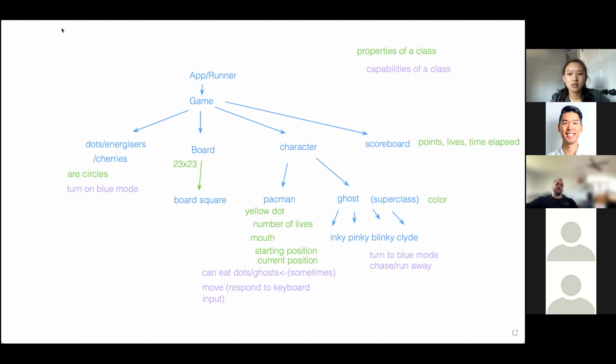And then our methods would just be increase or decrease all of these properties. So a lot of the scoreboard methods will probably look like set points, set lives, get points, get lives, accessor and mutator methods. Yeah, this looks pretty good. Does anybody have any questions so far?